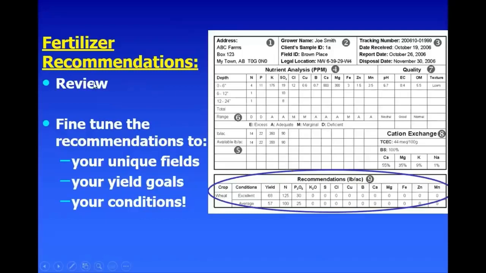So from there, with these basic recommendations the lab is giving you, what you want to do is go through and then fine tune for your fields and the crops you're planning to grow. So that's really where you have a good discussion with your agronomist, your fertilizer dealer, to really get them fine tuned to meet your requirements.